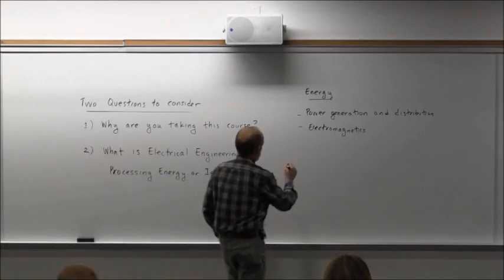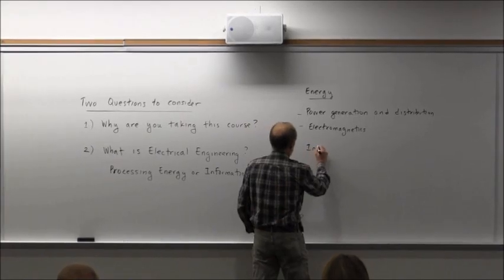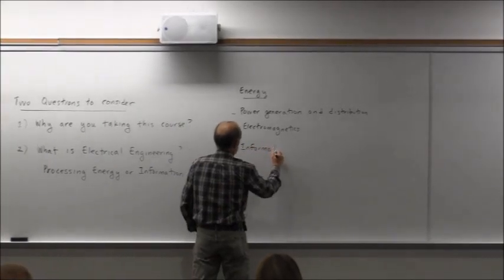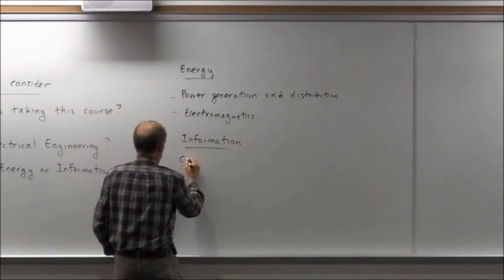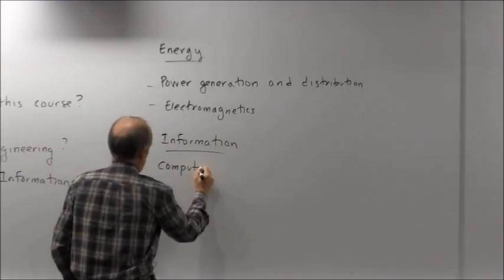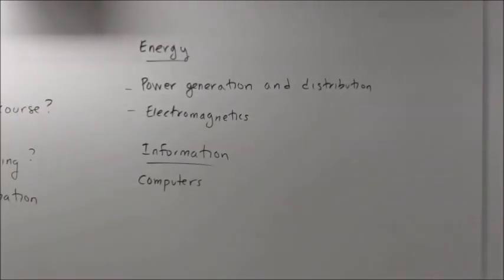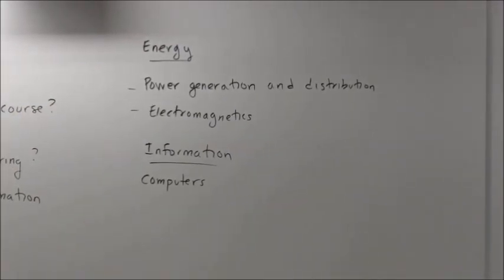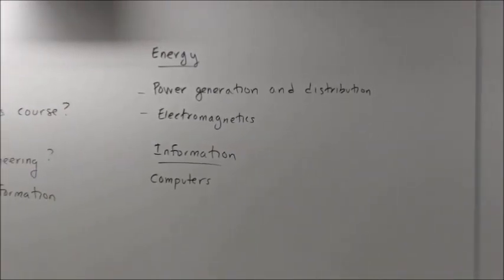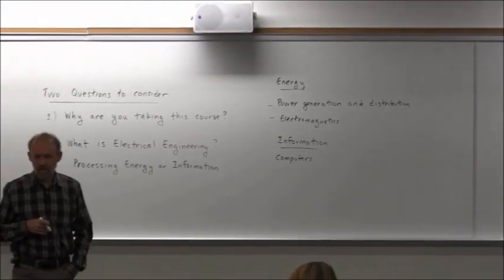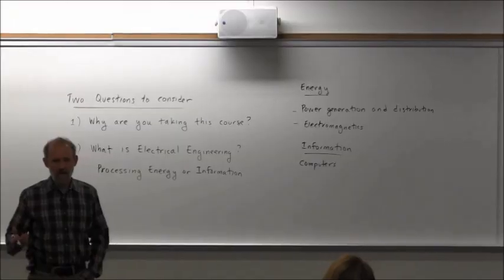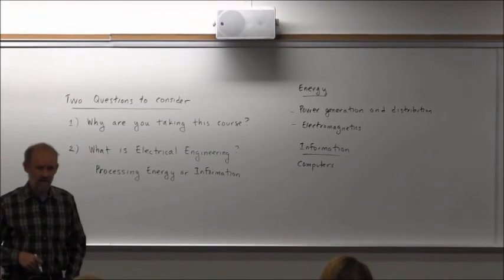And then under information, you mentioned computers, so definitely an excellent example. What are other examples of information processing? Think of all the communication tools we rely on, so cell phones, radios, television.